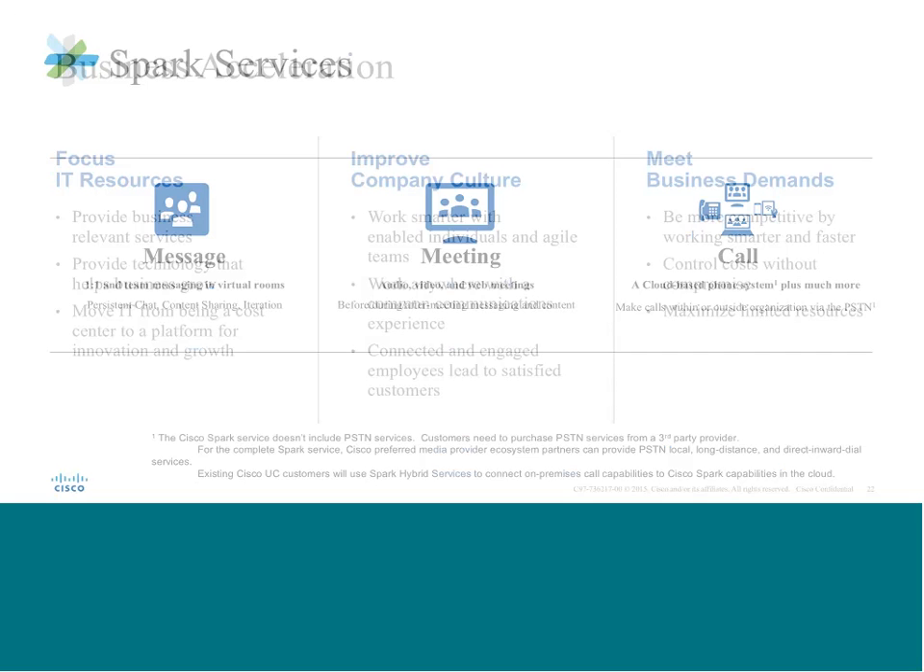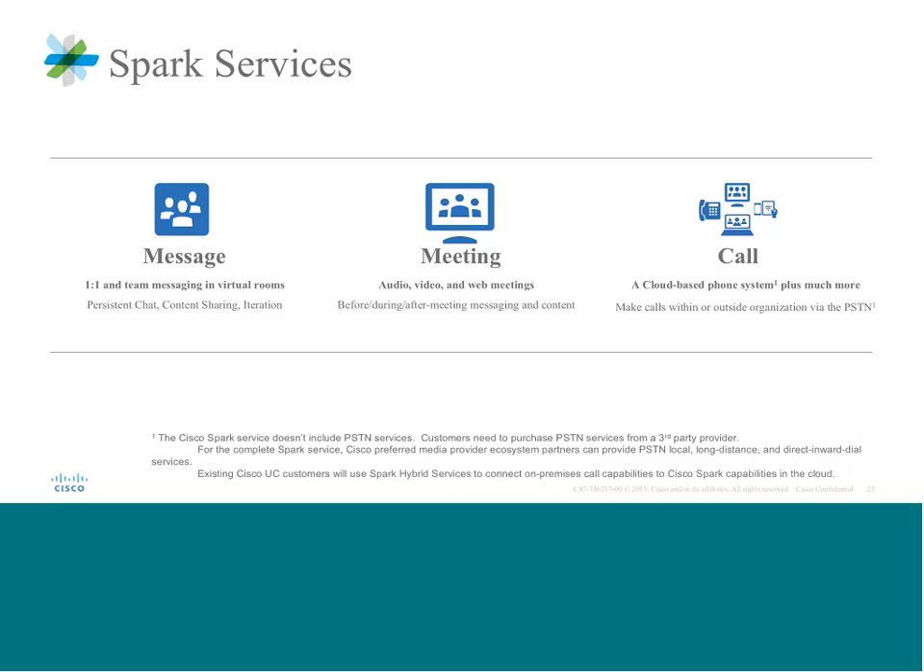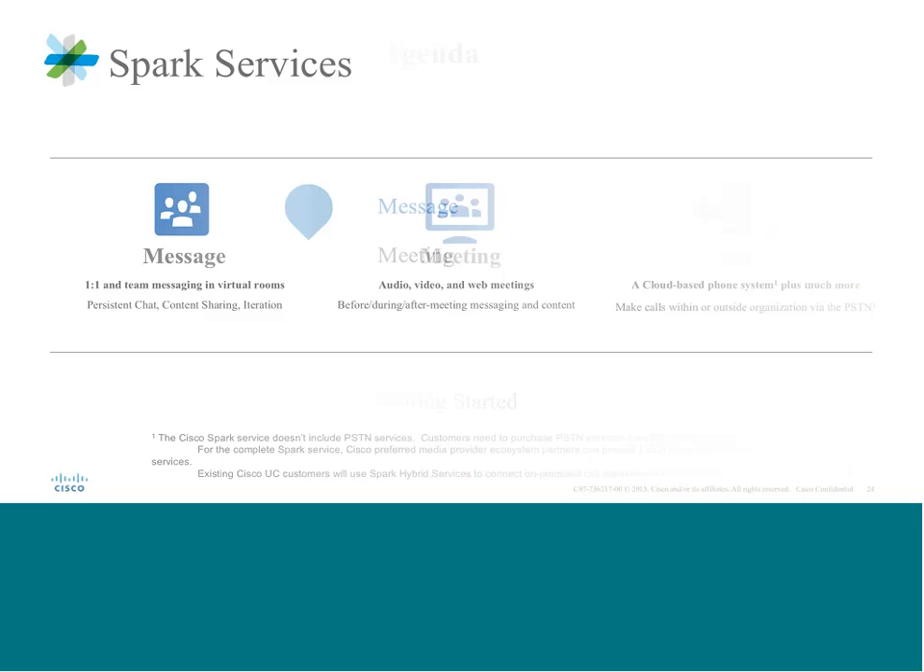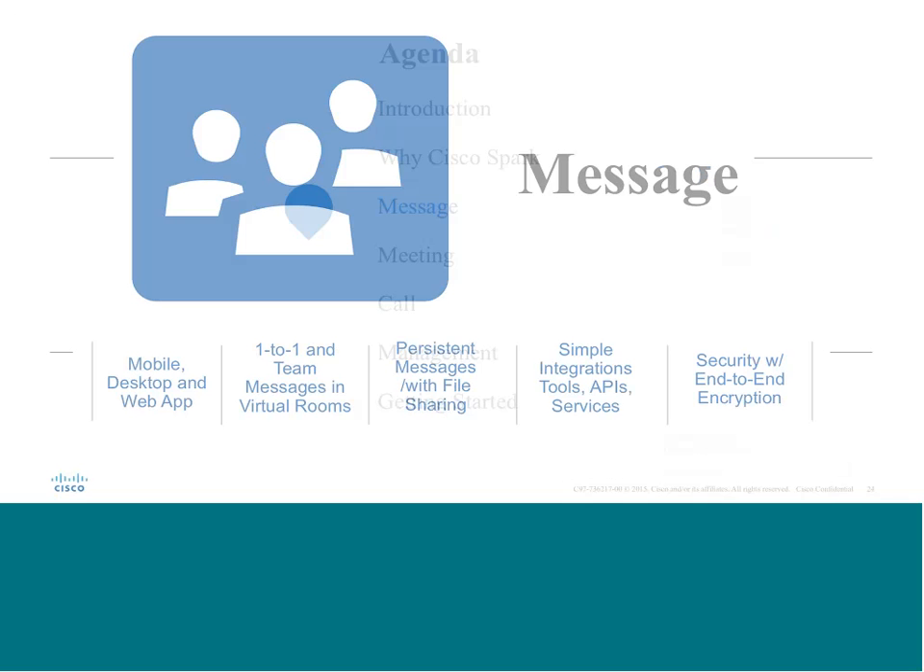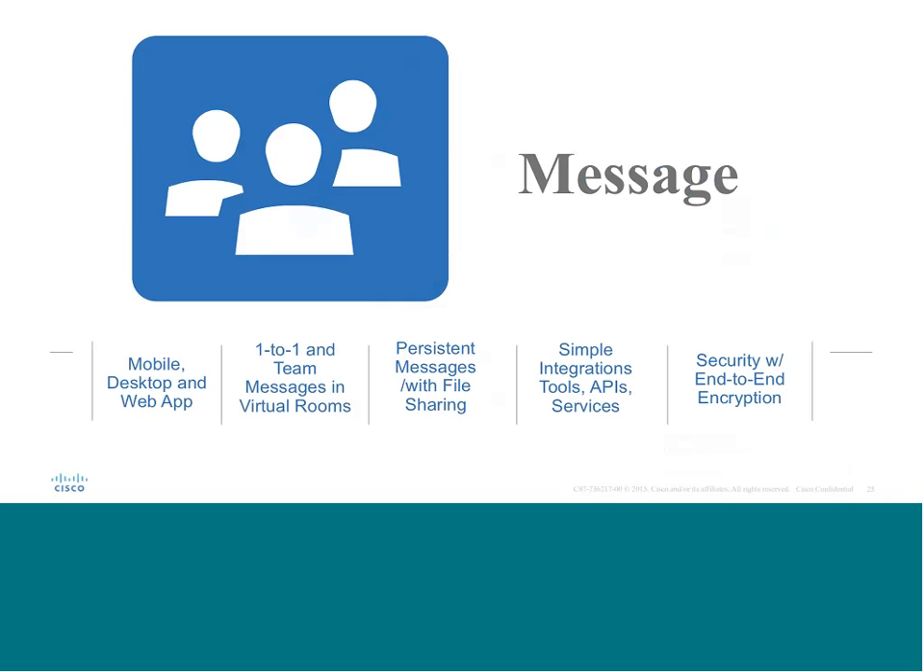So let's take a look at each of the Cisco Spark services, starting with message, right? So again, Spark Message is really built for teamwork. It's not only an enterprise-grade messaging application, but it enables teams to work together, sharing content, sharing desktops from any location and device seamlessly and persistently, and then expanding on that by leveraging integration tools, APIs, services, etc., to enhance the experience, integrate with other tools, as well as security and end-to-end encryption.